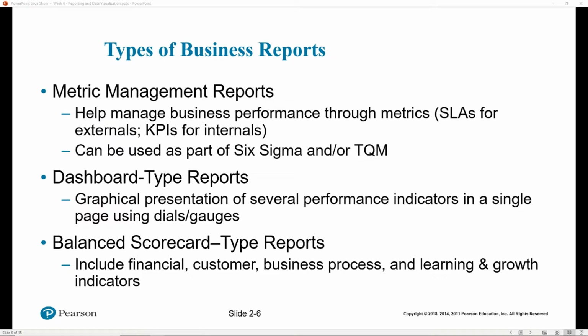There are also dashboard type reports that are graphical presentations of several performance indicators in a single page using dials or gauges. These give a general summary to the decision maker about what is happening, what's going well, and what's not going well within the organization based on specific key performance indicators. There are also balanced scorecard type reports. These include financial, customer, business process, and learning and growth indicators.